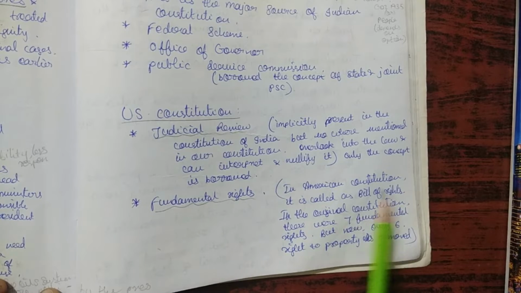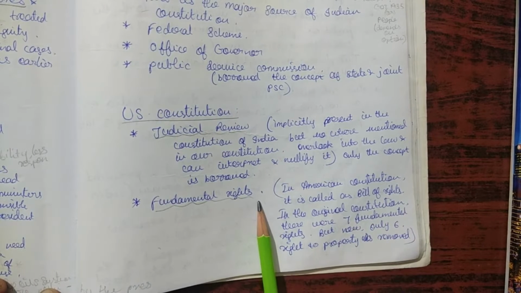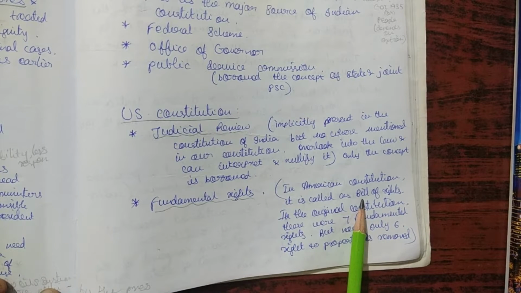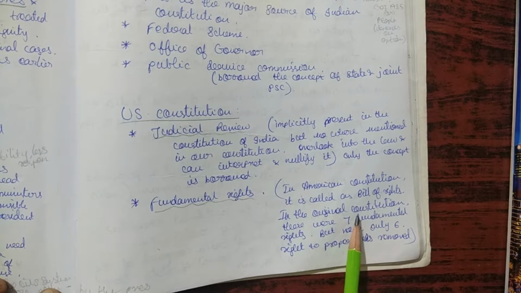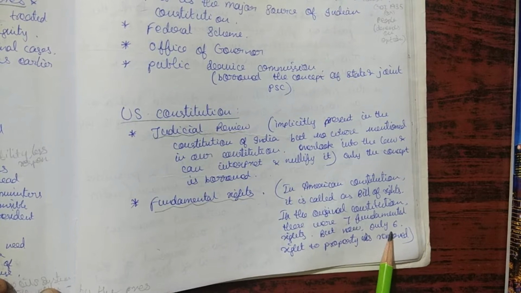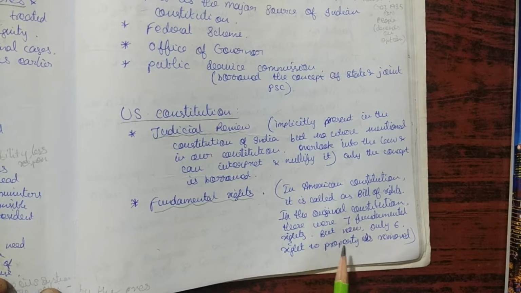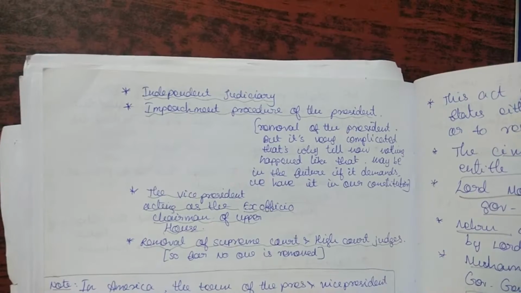Fundamental rights. In the American Constitution, fundamental rights are also called the Bill of Rights. In the original Indian Constitution, there were 7 fundamental rights. But as of now, we have only 6 fundamental rights. Why? Because the right to property has been removed from fundamental rights and became a constitutional right.